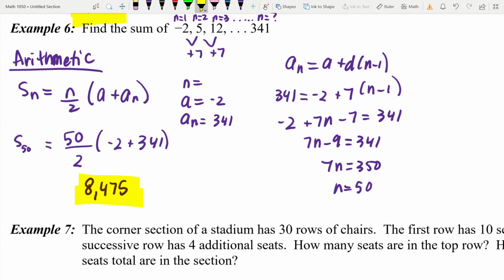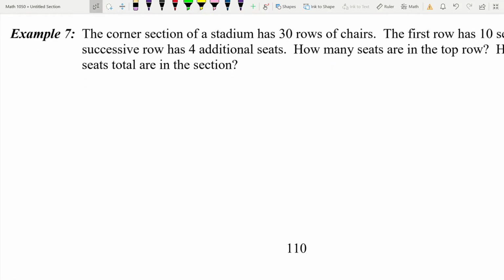Okay? Let me say something. Everybody listen right here. Read what they're asking. If they're asking for sum, write the sum formula. As you're trying to use the sum formula, if something's missing, you go to the other formula, the specific term formula, find what you're missing, pull it back in, and get your answer. Who says gotcha? Let's see. Up high. Great. Okay, question 7.